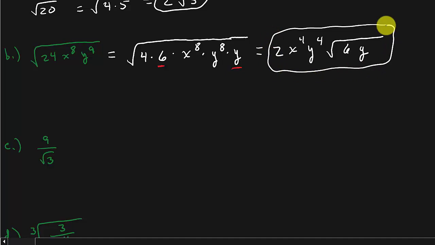All right, so now let's look at part C. So I've got 9 over the square root of 3. For this one, I've got a radical in the denominator. And remember, for it to be simplified, you cannot have a radical in the denominator. So we need to get rid of it. So what I can do is multiply the numerator and denominator by square root of 3 over square root of 3. And why am I doing that? Well, because square root of 3 times square root of 3 is what? That's the square root of 9.